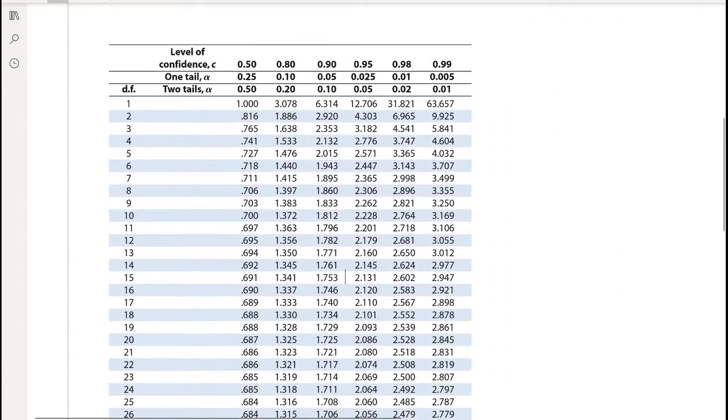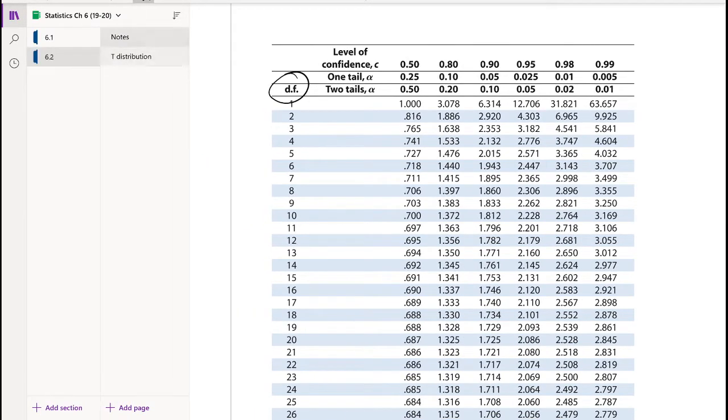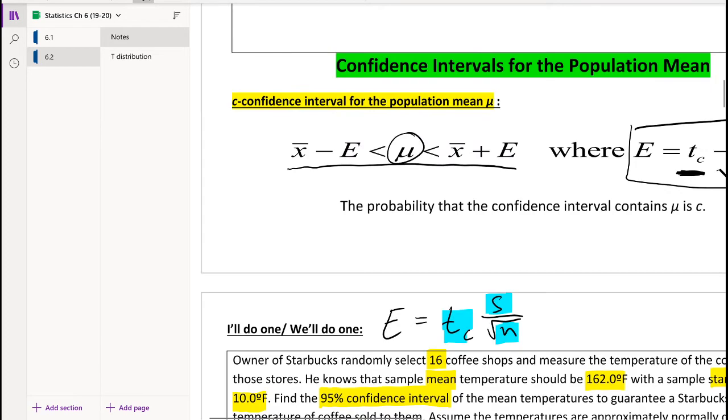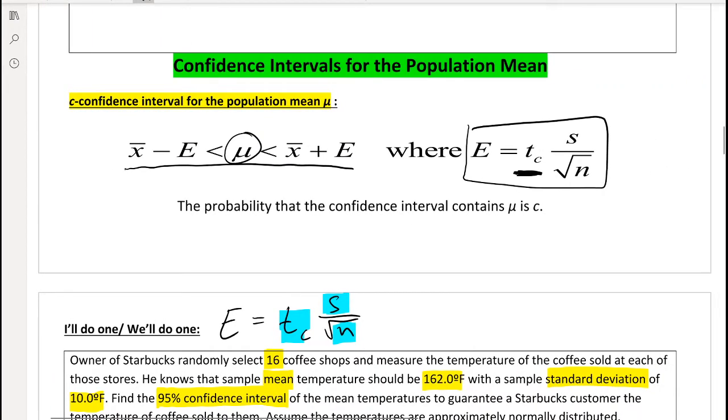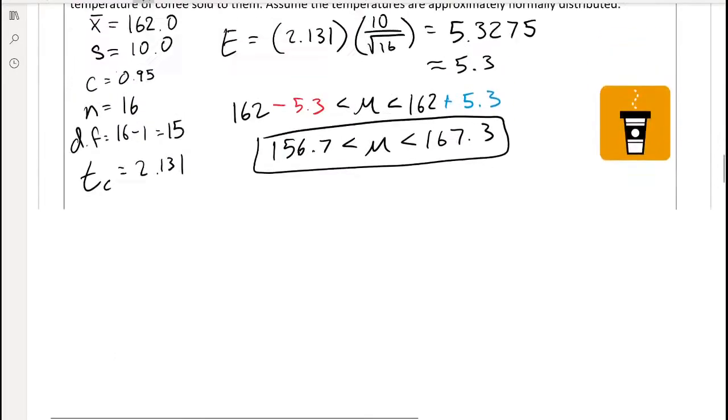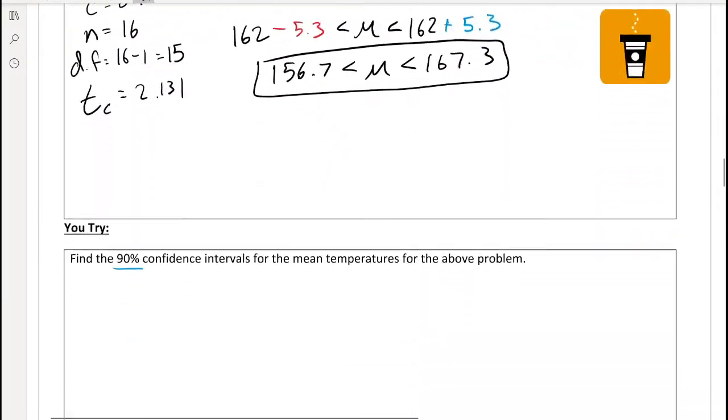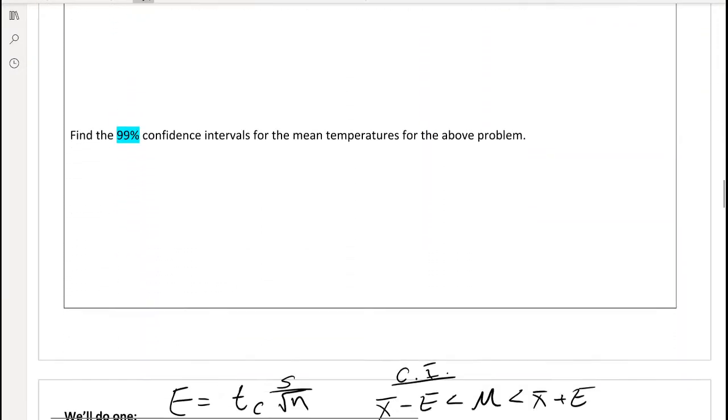Make sure you're looking at the level of confidence, and then you also find the degrees of freedom if you're using the T distribution. Today we're going to talk about how we distinguish when to use the T distribution and when to use the normal distribution. This is the example we did last time, and hopefully you did the U-try and submitted that problem already.